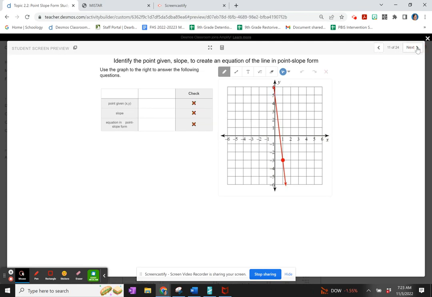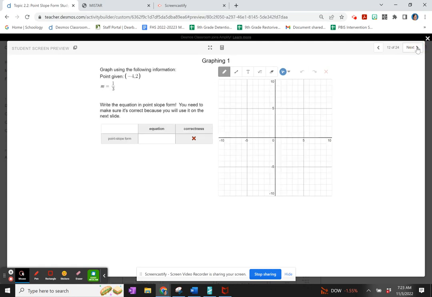All right, so slide 11 is a repeat, so I will fix that. Now, here I'm going to ask you to graph. So negative 4 comma 2 is right here. And then the slope is rise over run. So rise 1, then over 1, 2, 3 to the right.